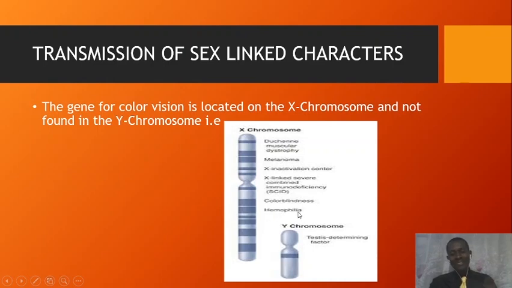What does this interpret to us in terms of transmission of sex-linked characters? It means, listen carefully, that it is not dependent on the Y chromosome to determine if a child will be colorblind or hemophiliac. It is the X chromosome that will determine it. It is not the Y chromosome, as we can see in the next slide.